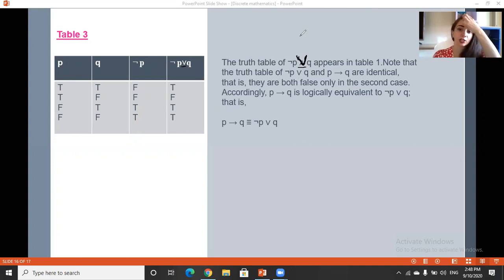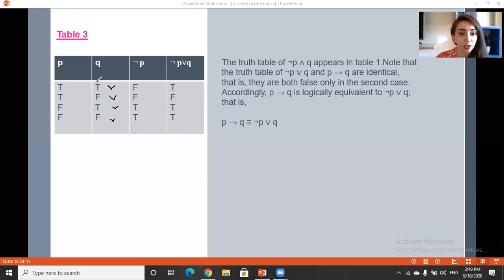Negation P disjunction Q appears in this table. You see, P is true, true, false, false in this column. If P is true, negation P is false. Also the second, this is true, the negation is false. This is false, the negation is true. Also this is false, the negation is true. For a disjunction, the answer is true if at least one of them is true, but the answer is false if both of them are false.